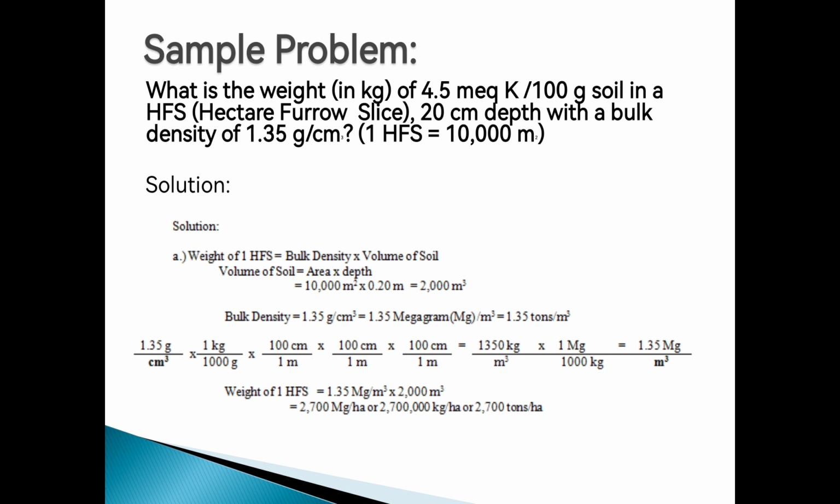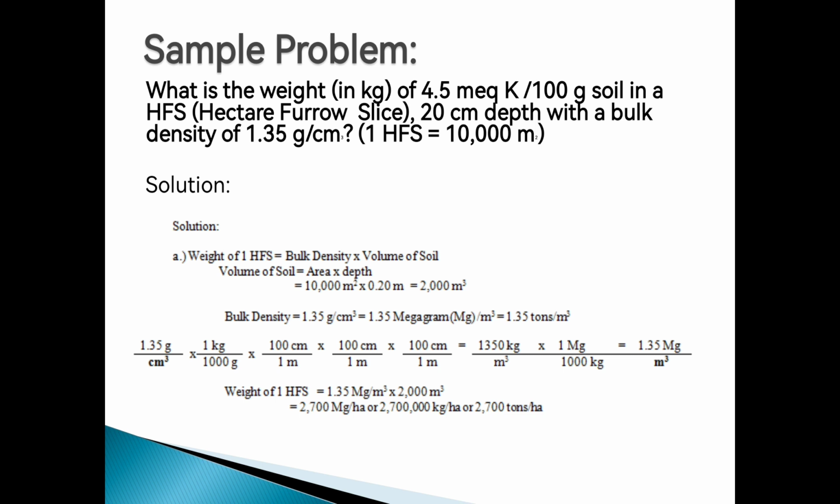For the solution, we have to calculate first the weight of 1 hectare of soil. We know the area, which is 10,000 square meter, and we also have the depth. So when we multiply the area times depth, then we have the volume of the soil. In this case, we have 2,000 cubic meter. And since we have the bulk density, we just multiply the bulk density and the volume of the soil.